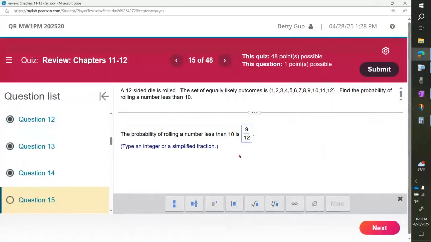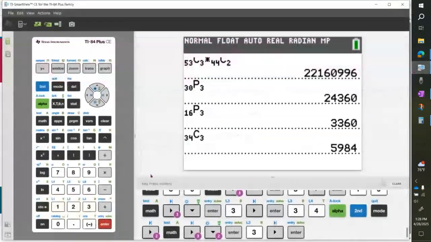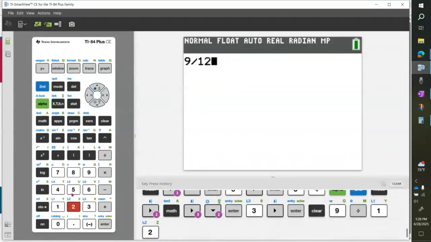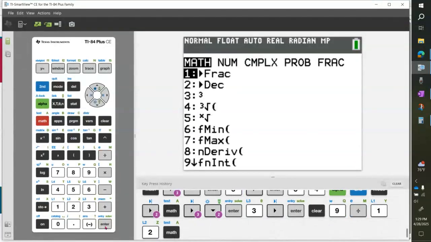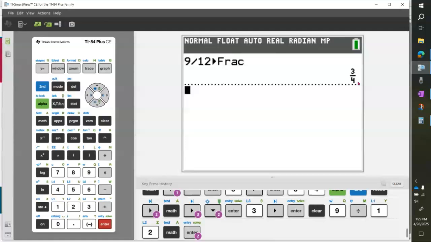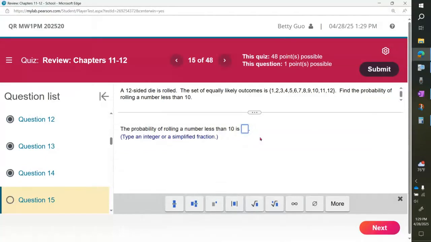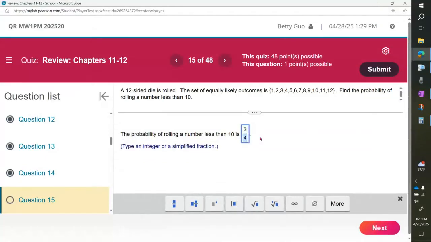But if you leave 9 over 12 in the cell, you won't get it right because the problem tells you to type an integer or a simplified fraction. We need to simplify this fraction. You can use a calculator to help you if that's challenging for you. 9 divided by 12, go to math, fraction, 3/4, right? 3/4. So you need to enter a simplified fraction, 3/4.